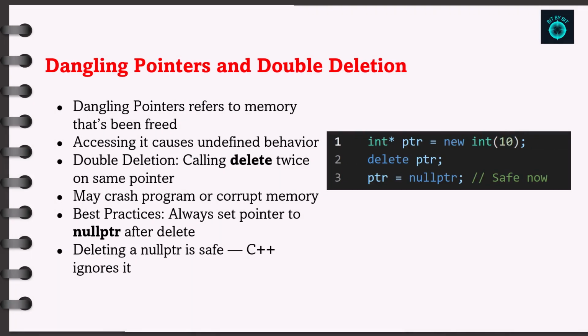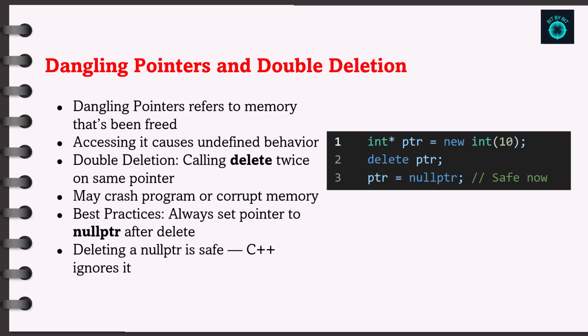Dangling pointers and double deletion. A dangling pointer is a pointer that still points to a memory location that has already been freed. For example, let's say you write int *ptr = new int, and later you call delete ptr. If you try to use ptr after that, it's pointing to memory that no longer belongs to your program. That's called undefined behavior, and it can lead to crashes, corrupted data, or random bugs.